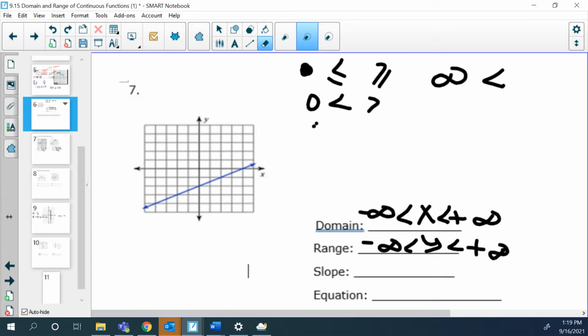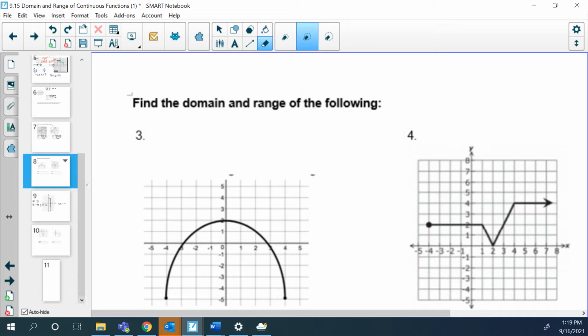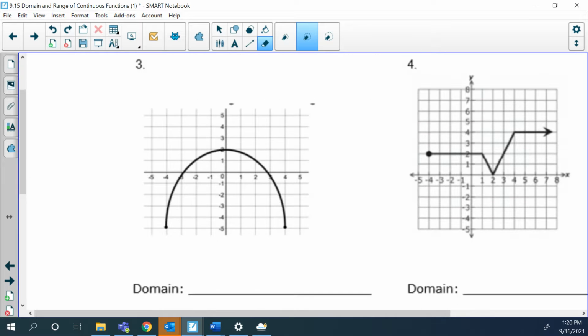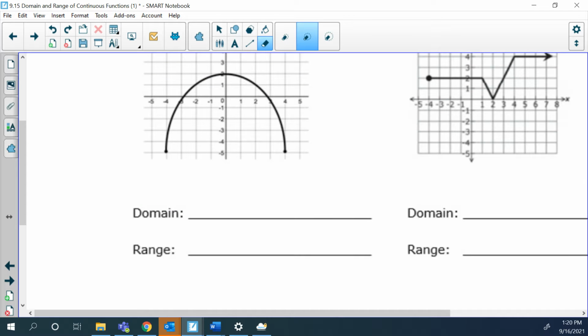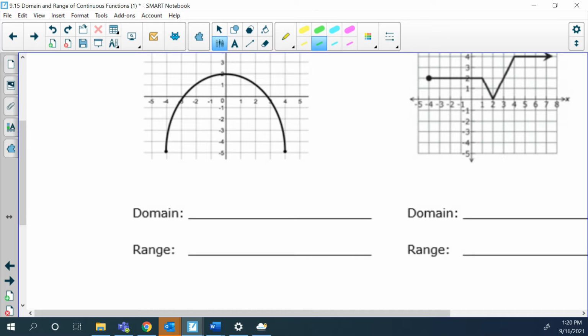We did number three. Now, number three, guys, I think I did a good job on this one in class. What's going on here? All right, here we go. Domain, I'm going to start on the left side of the graph. And so the graph starts right here. So that's going to be negative 4. Put negative 4 right there.